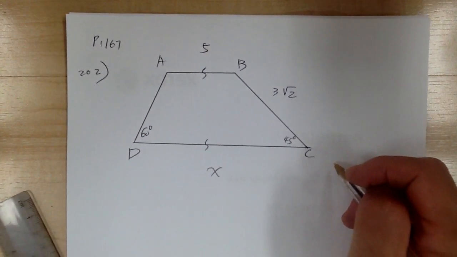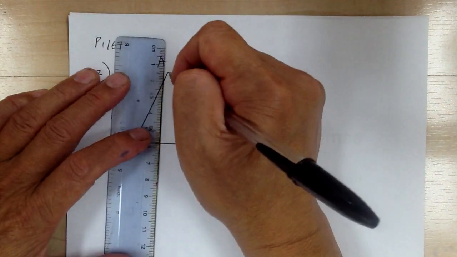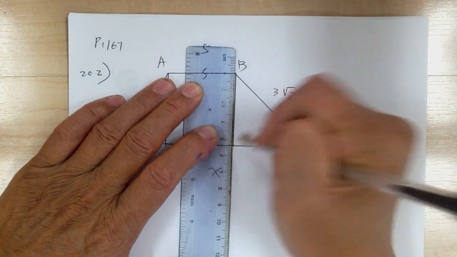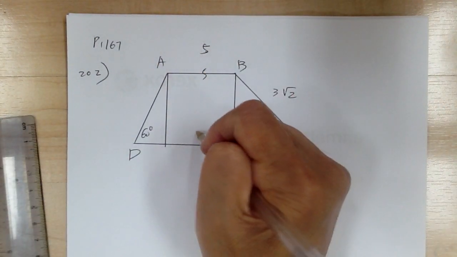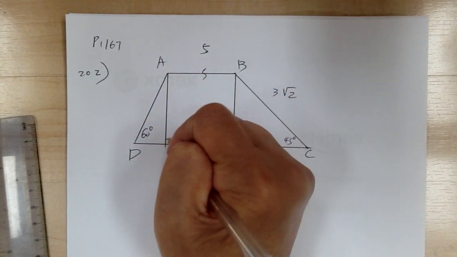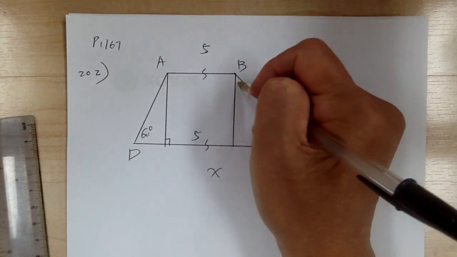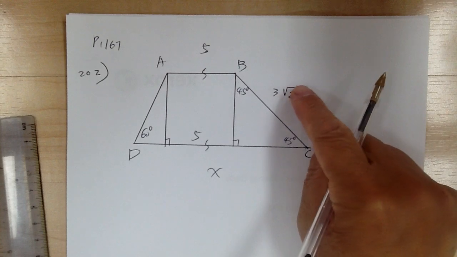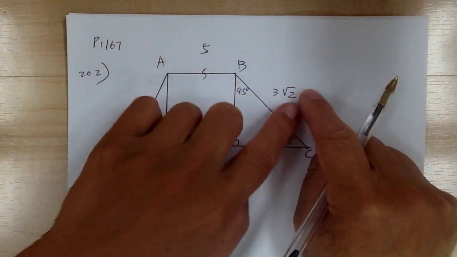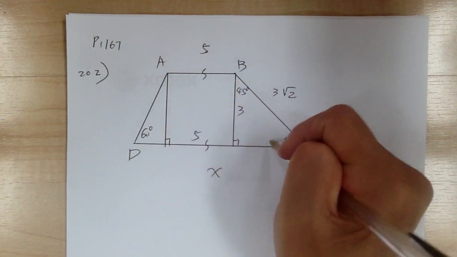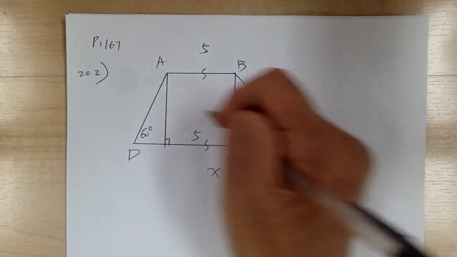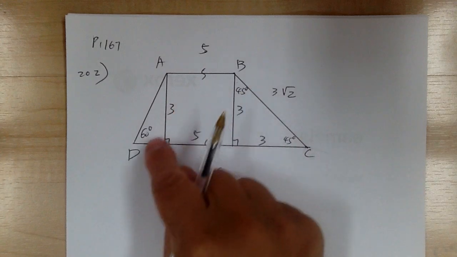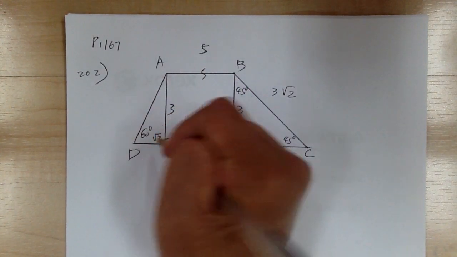Okay, so what you want to do with this is go ahead and draw perpendicular lines down. So if this is a 5, this would be a 5. And so this is a 45 special triangle. So from the hypotenuse to the leg, you divide by square root of 2. So this would be a 3, this would be a 3, and this would be a 3. So from long leg to short leg, you divide by square root of 3. So this would be a square root of 3.